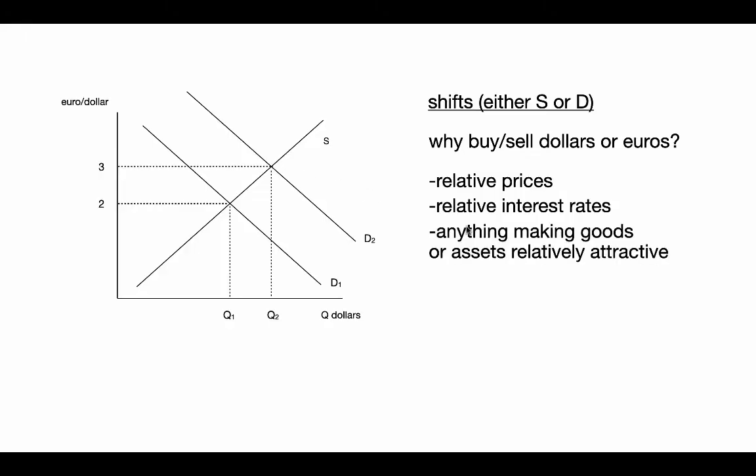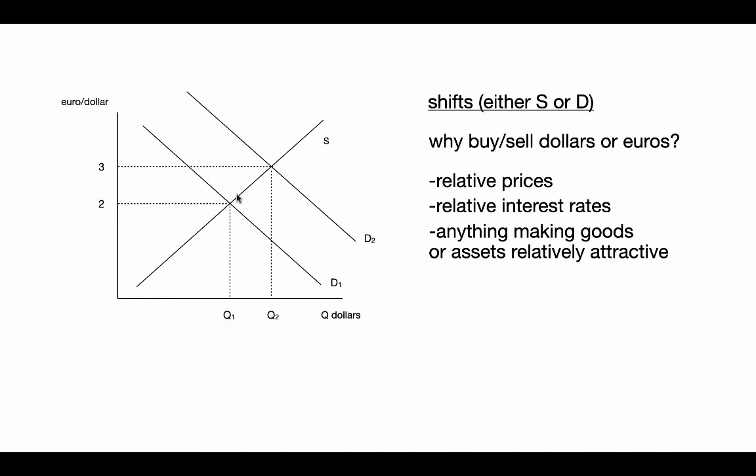So basically anything that makes either goods or assets relatively attractive. Since we're talking about dollars versus euros here, it's always relative, one versus the other. So if the prices of both things went up by the same amount, then in terms of the currency market, there's no change there. But if one becomes relatively more attractive, prices and interest rates are often two of the big ones, but it could be risk changes for assets. That could be a change that makes them relatively more attractive, or possibly expectations about the future price of something, either goods or assets, could be a shift as well.